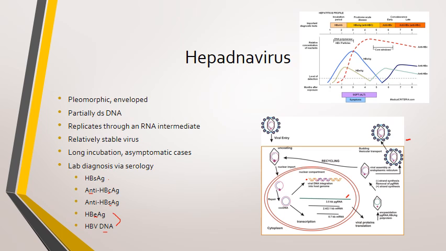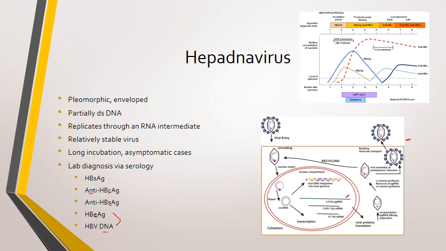The incubation period is fairly long, 1 to 3 months, and it can be even longer. And unfortunately, there are a lot of asymptomatic cases out there, which only exacerbates the transmission to other humans. Lab diagnosis then becomes very important. We must be able to rule out other causes of hepatitis in our patients.